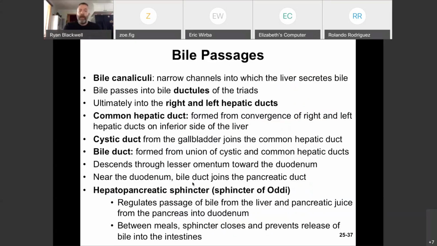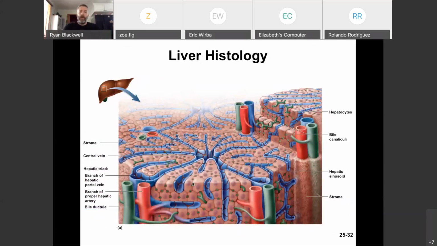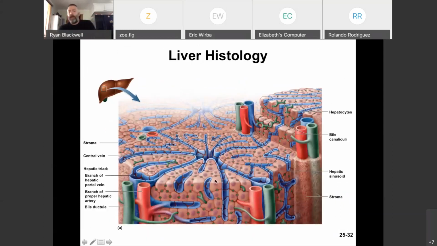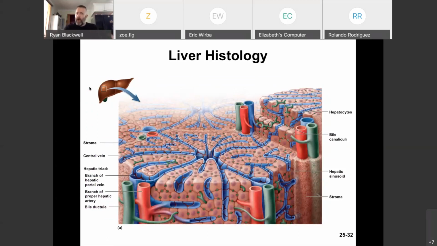So, that being said, before we talk about the pancreas, scroll back to my slide number 32. So to really understand bile production, we have to understand overall liver function. Now, what we can see here, looking at both slide 33, a microscopic image of liver tissue, and slide 32, kind of a cartoonish drawing of liver tissue.